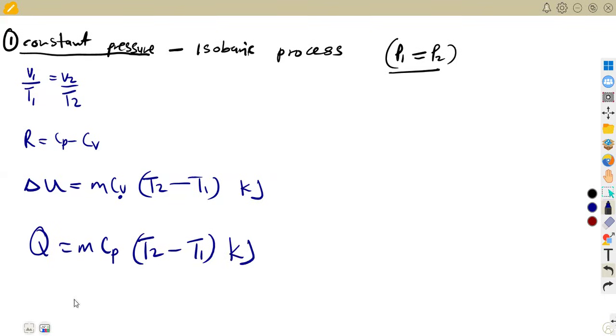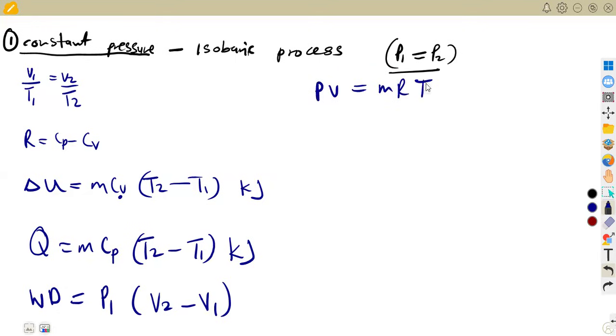And also, we should talk of the work done, which is very, very important. Work done is given as P1 into the change in volume, which is V2 minus V1. So that's the change in volume. We have got your work done. And also, not forgetting our gas laws, PV is equal to MRT. This is the basic part that we are going to use and relate in our formulas.